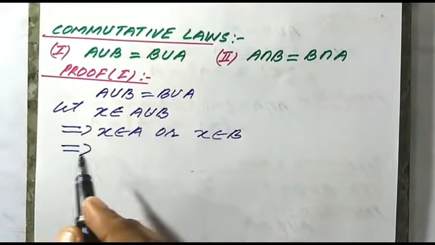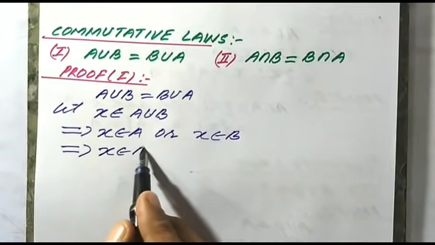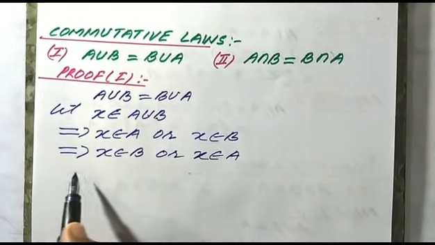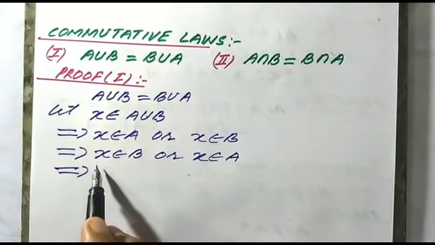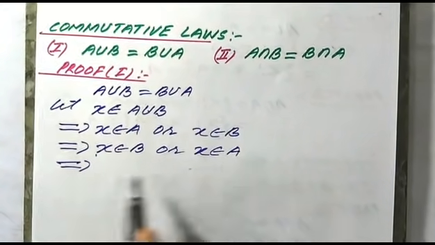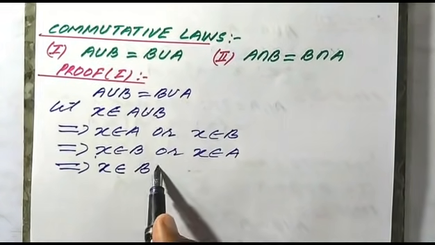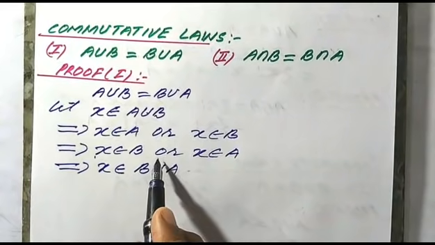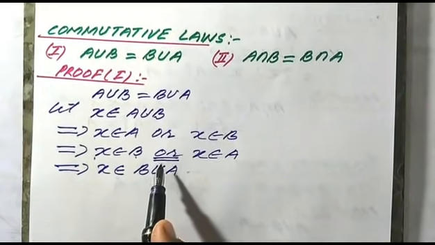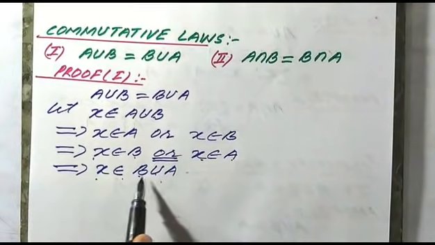It implies that this statement may also be written as x belongs to B or x belongs to A. And if we write this statement back in the form of union, we may write it as x belongs to B union A, because of the word or: x belongs to B or, that is union, x belongs to A. So x belongs to B union A.